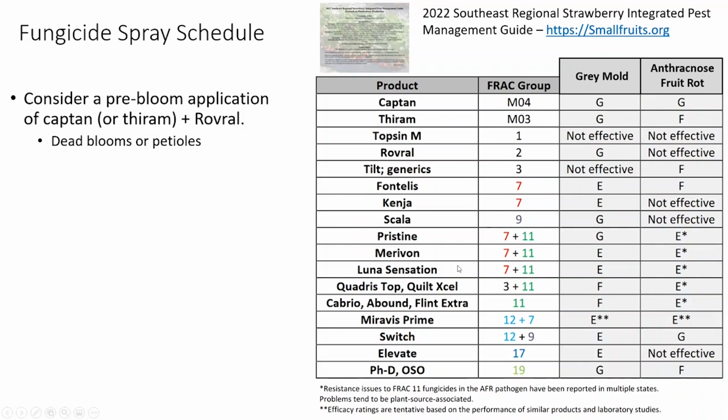Not every one of these products works for both. A good example is Kenja. I get a lot of questions about Kenja. Some people try to use it by themselves, but look at this: excellent for gray mold, not effective at all for anthracnose. So if you end up using that sometime in early May, late April, it can be a recipe for disaster, because you think you're getting efficacy on anthracnose, but you're really not.